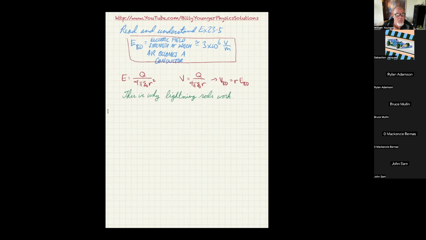Your book says, caution: breakdown voltage is smaller at sharp points because V is proportional to R. So that's what I was talking about. In fact, if you have a lightning rod like that and there's a bad storm going around, you can look up and you'll see a little glow right around that point. That's called St. Elmo's fire, and we used to see it on the masts of ships.